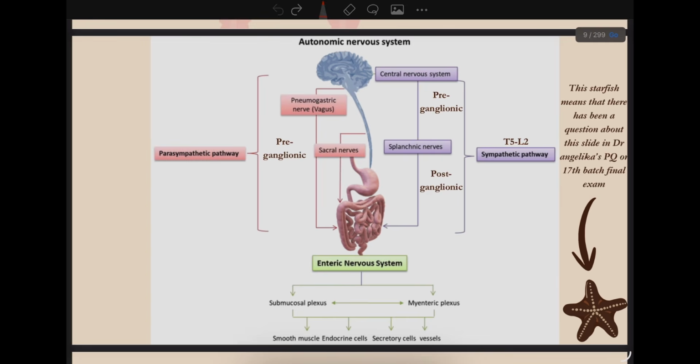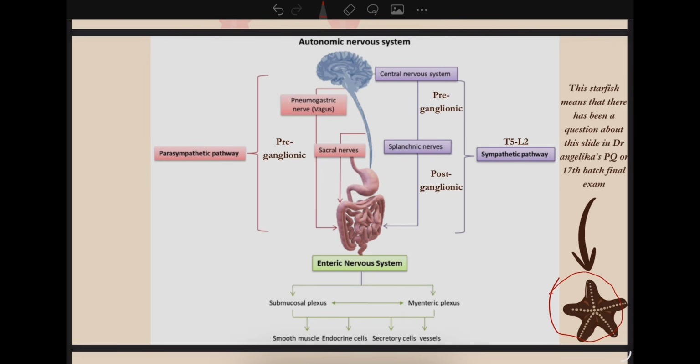Before we talk about it, I just want to note that whenever you see this starfish in any slide, that means that there has been a question asked about this slide before, either in the 17th batch final exam or in Dr. Angelica's practice questions, okay? So, yeah, I wouldn't, of course, advise you to only study that, but just keep it in mind.